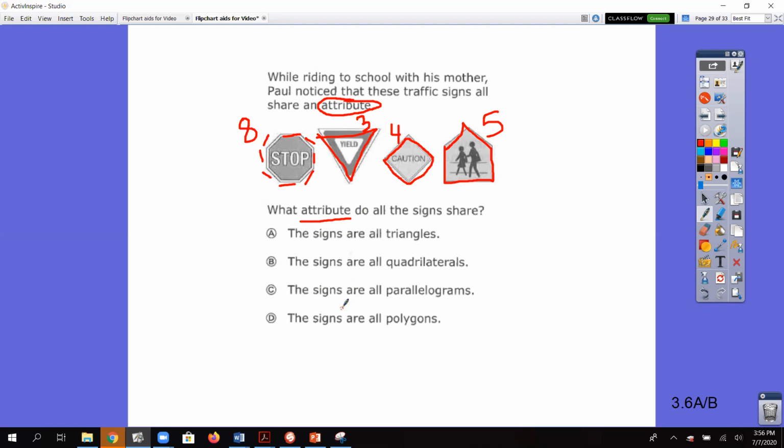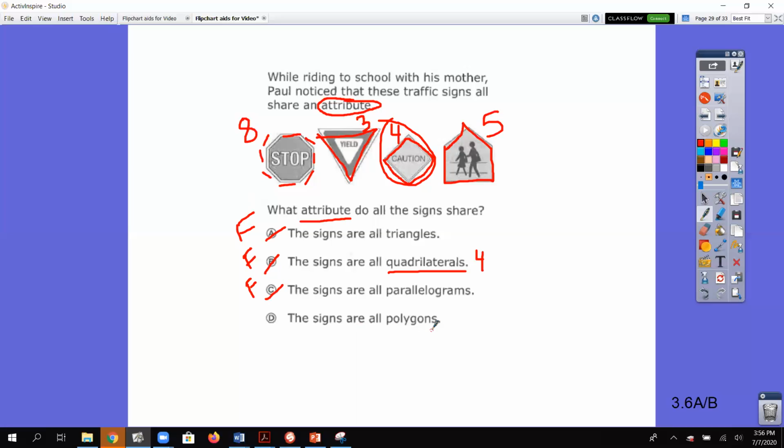So what attribute do all these signs share? The signs are all triangles. Is that true? No, we only have one triangle. That is false. That cannot be it. The signs are all quadrilaterals. What does a quadrilateral mean? 4 sides. Well, do they all have 4 sides? No, only one of them has 4 sides. False. The signs are all parallelograms. No, we actually only have one parallelogram. Only that one. So that's false.